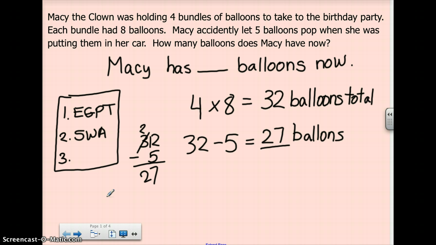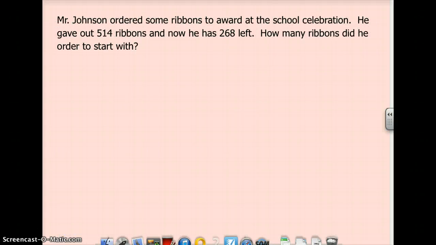Then we think, okay, is there another step? Or is this what happened after the 5 balloons popped? This is all there is, so there was only 2 steps. So 27 balloons. Macy has 27 balloons now.